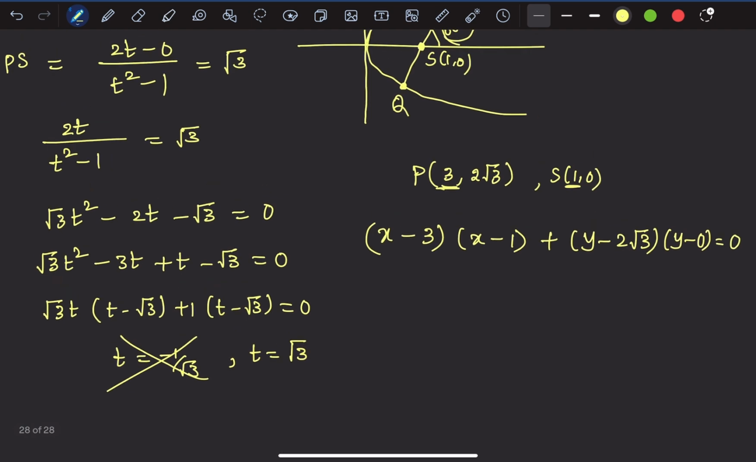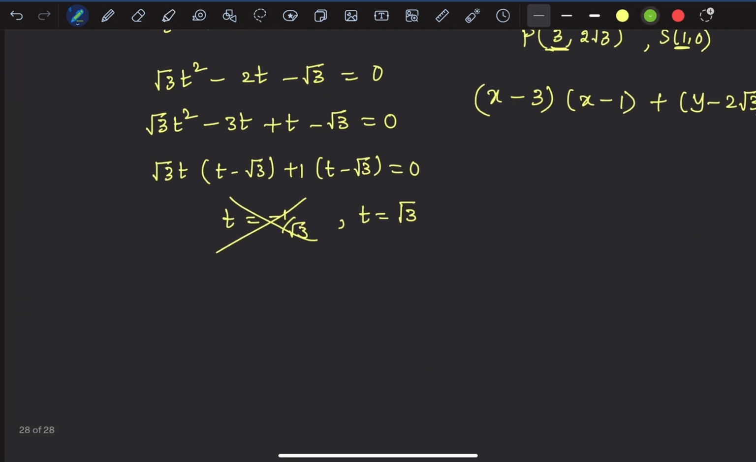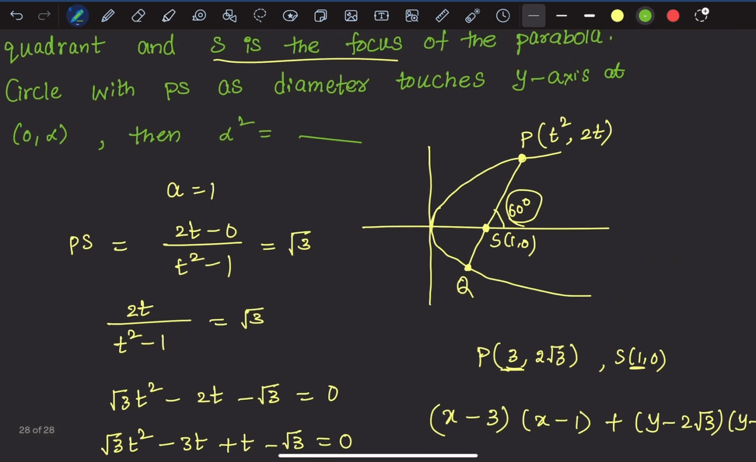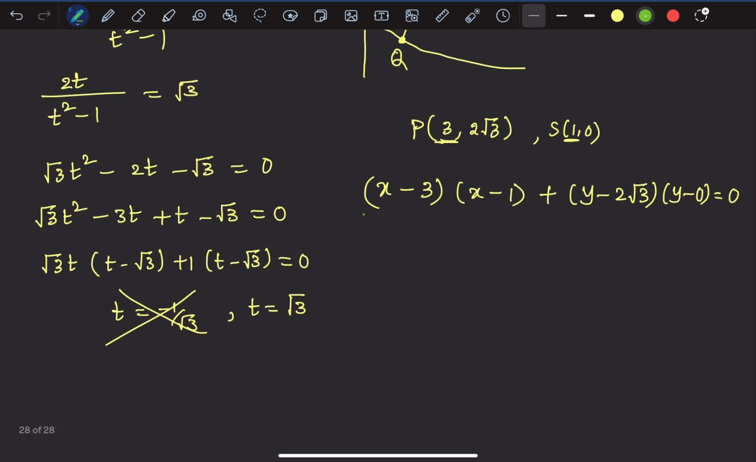So now the question is that they are saying this particular circle which passes through P and S touches the y-axis at some point (0, alpha). So on the y-axis x is equal to 0. Let us put x equal to 0 in this equation. That will give us minus 3 times minus 1 plus y into (y minus 2 root 3) is equal to 0. So this is y square minus 2 root 3 y plus 3 is equal to 0.